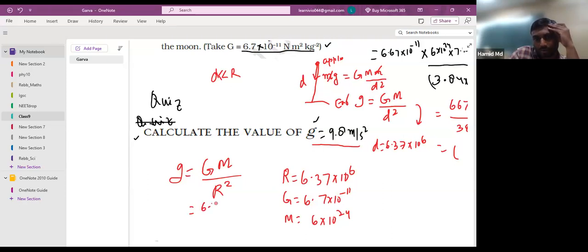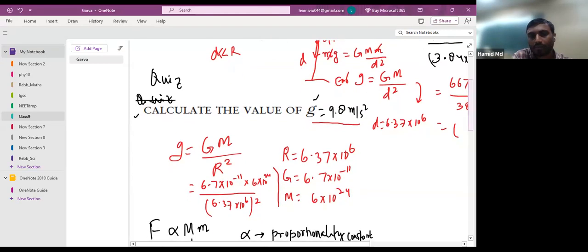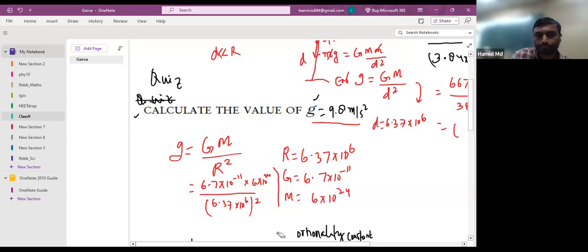Yes, sir. 6.7 into 10 raised to the power minus 11, into 6 into 10 to the power 24, divided by 6.37 into... Are you saying something? No, sir. So do this calculation. Do this calculation honestly. Okay. So if I'll do, where is my calculator?